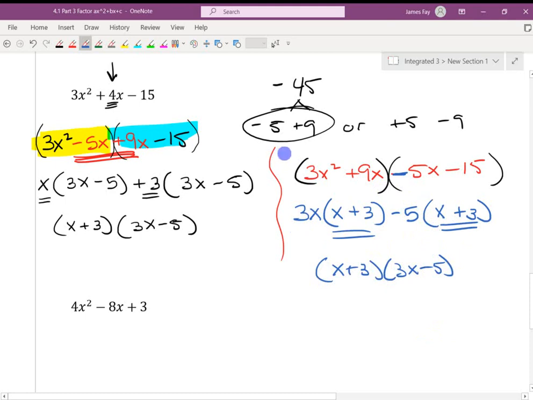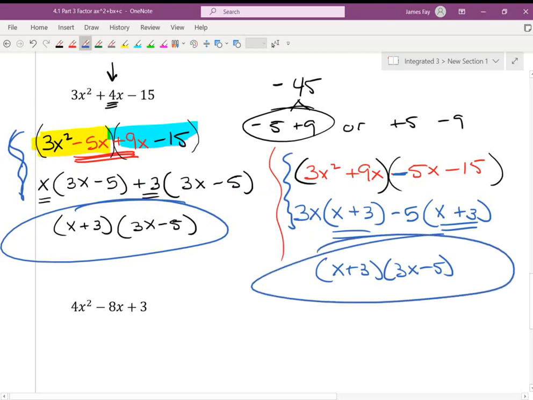My hope was that you see that the work here is a little bit different than what we saw over here, correct? But was that answer and that answer the same? So the order that you write your factors when you rewrite your B term, it doesn't matter. Okay.